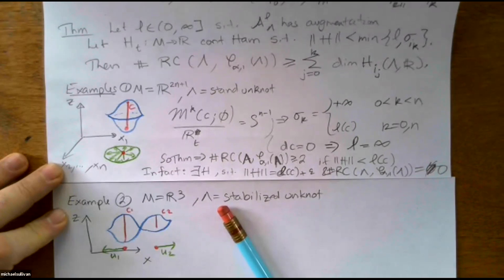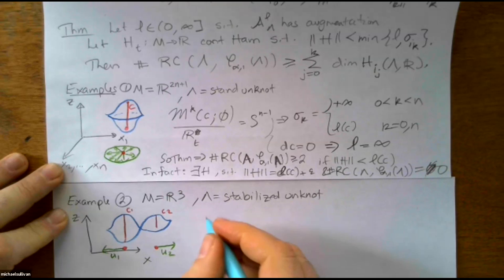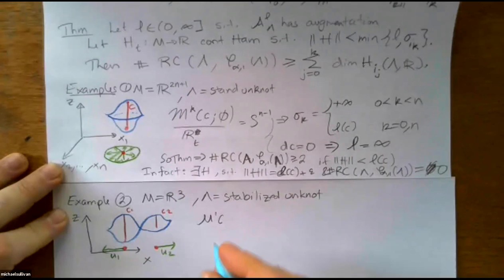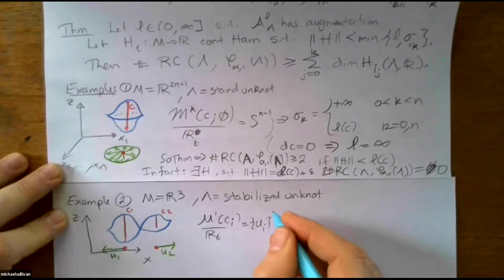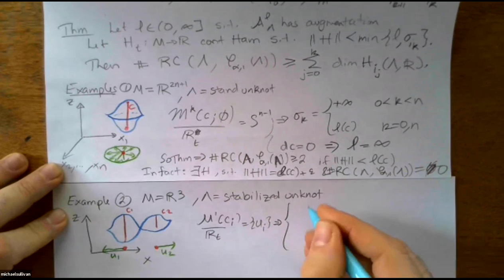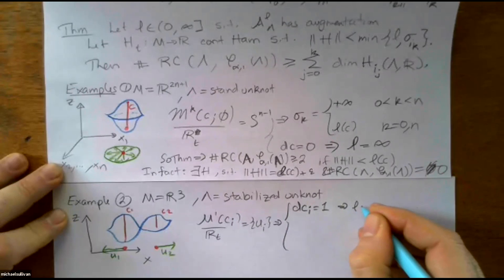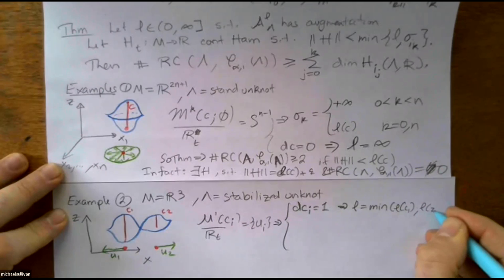So if you count, this is one, but there's a shift in the R direction. If you mod out by this shift in the R direction, you basically just get a single element. So that implies, first of all, d_C1 is one. That means we're going to set our L to be equal to the minimum of L_C1 and L_C2.